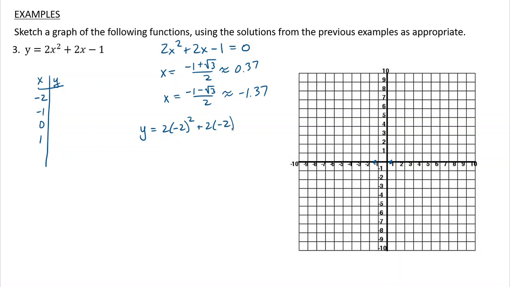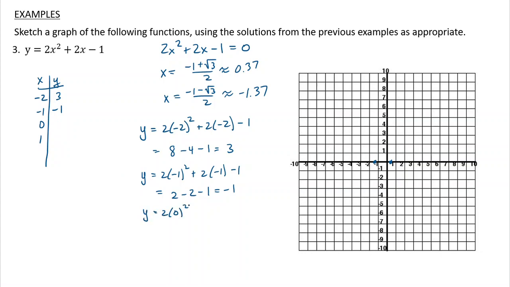So we plug a -2 in for x. We're going to get an 8 minus 4 minus 1, so that's 3. We plug a -1 in for x. We get a 2 minus 1, that's -1. And when we plug a 0 in for x, we get a 0 plus 0 minus 1, that's -1.